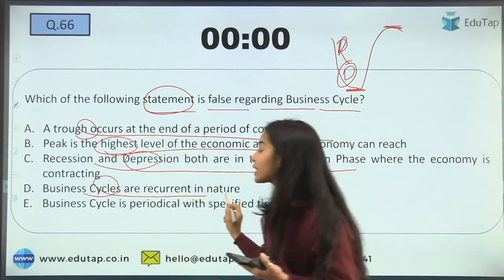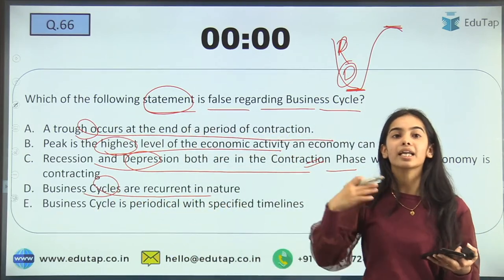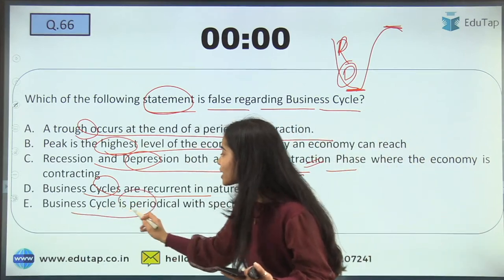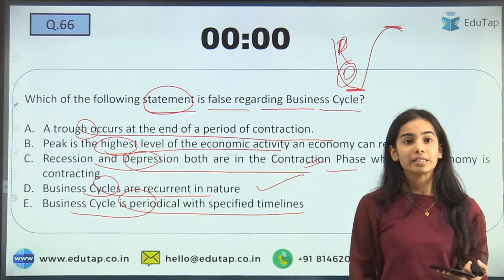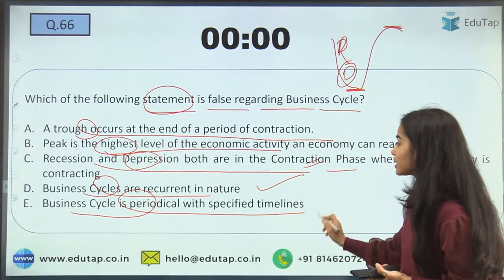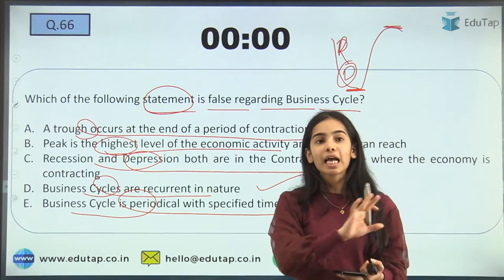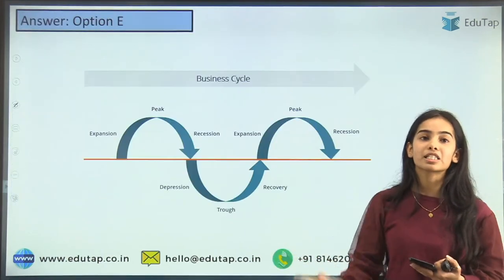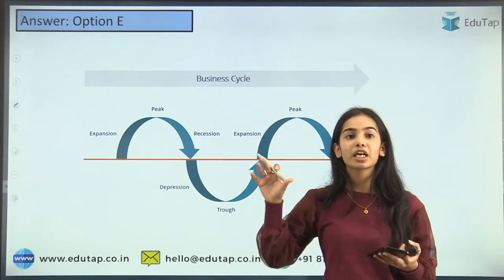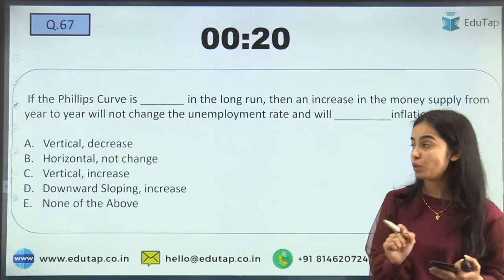Business cycles are recurrent in nature. It happens again and again. So this is also true. But business cycles are periodical with specified timelines. This is not true. And Devajni, Nilesh are saying the right answer, that this is not true. Specific timelines are not there. There is no specific timeline for the business cycle to come or go. Otherwise, we would have done better in controlling the business cycle if we would have known.